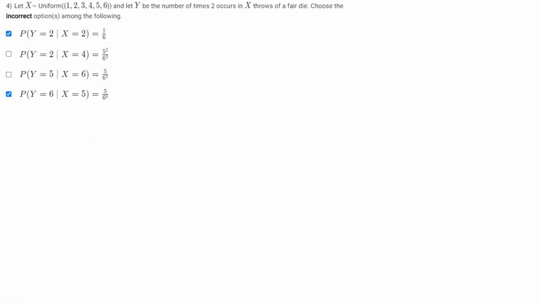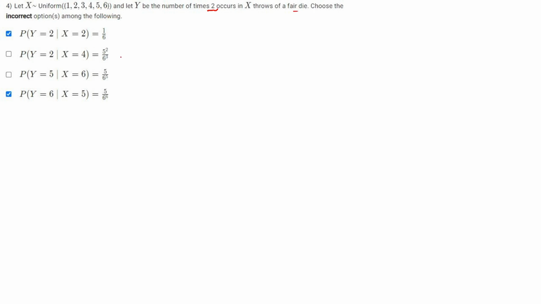x is uniform 1 2 3 4 5 6. Let y be the number of times 2 occurs when x throws of a fair die. First we'll just understand the question. We'll be choosing one of the numbers from this. For example, if we take 5, x value will be 5, and 5 times we have to throw a die. In those 5 throws, what is the number of times we will get 2? That is the question. So what do we have to find out?